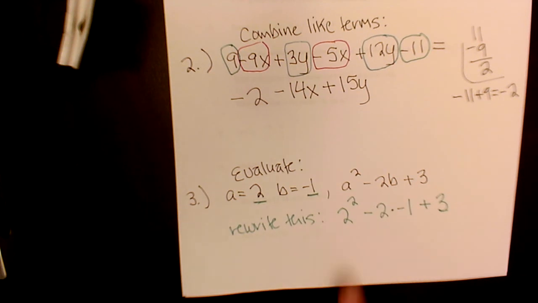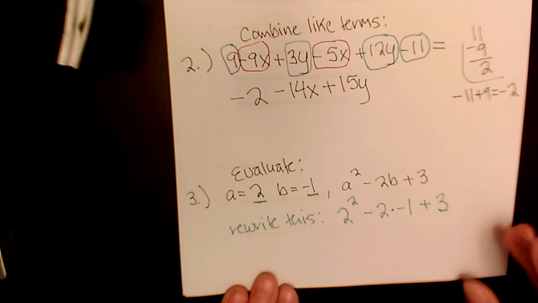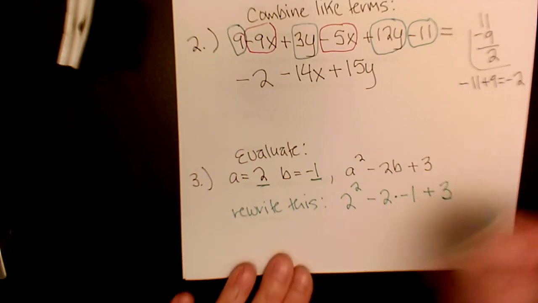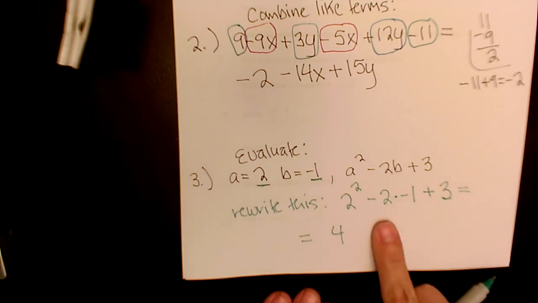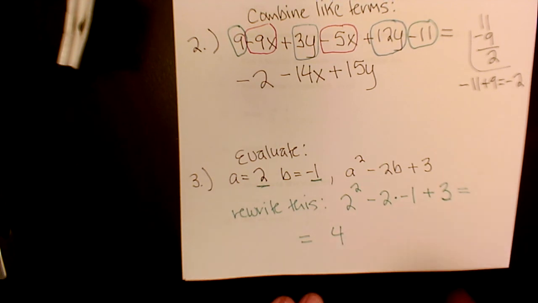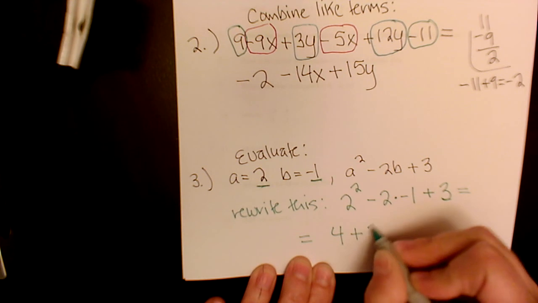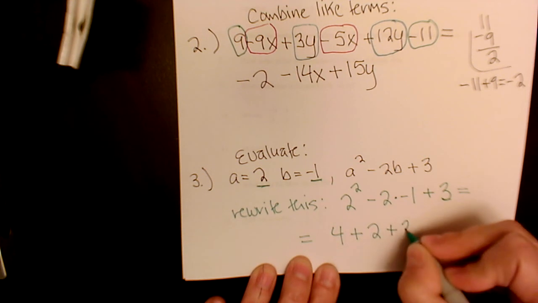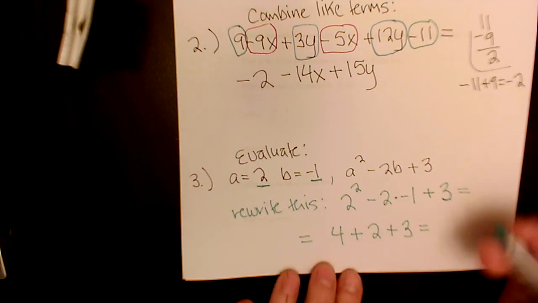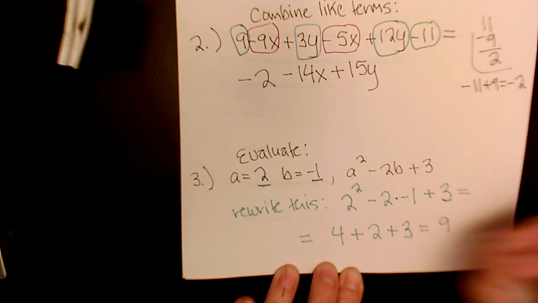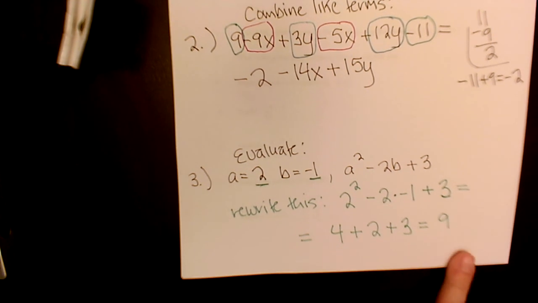So let's simplify this. What's 2 squared, or 2 times 2, is 4. What's a negative 2 times a negative 1? Negative times a negative is a positive 2. And just add the 3. So what's 4 plus 2 plus 3? This is 6 and 3. Final answer is 9 for number 3.